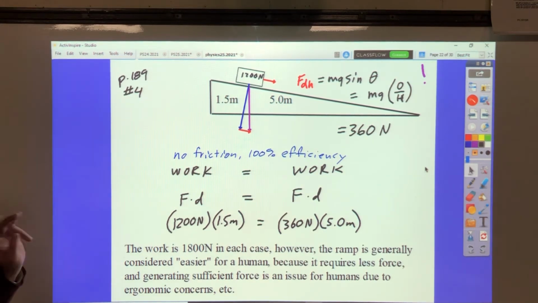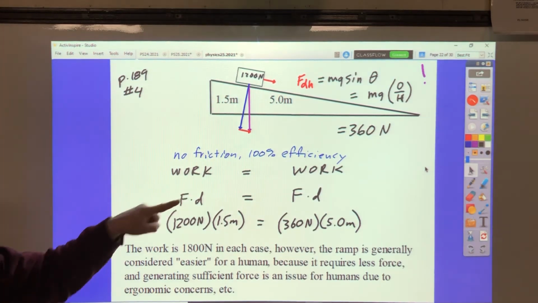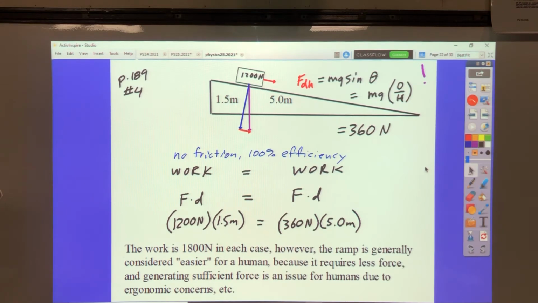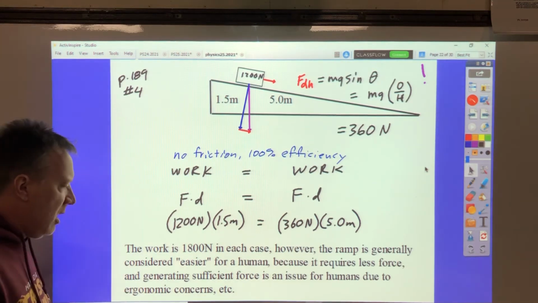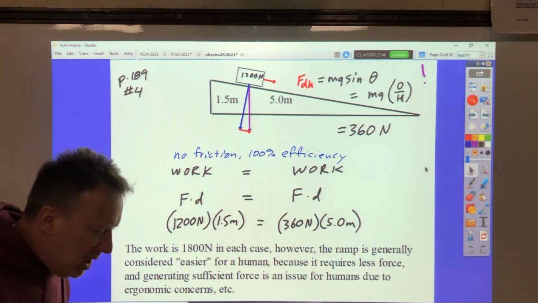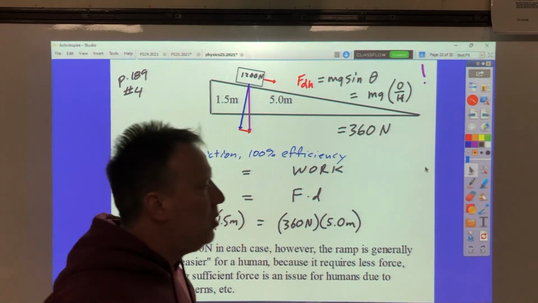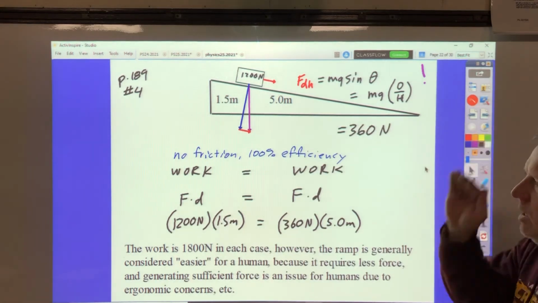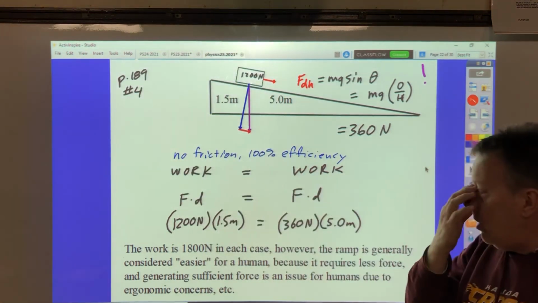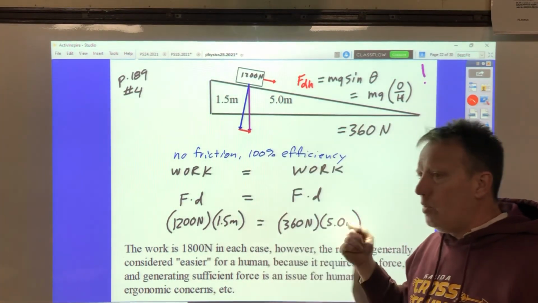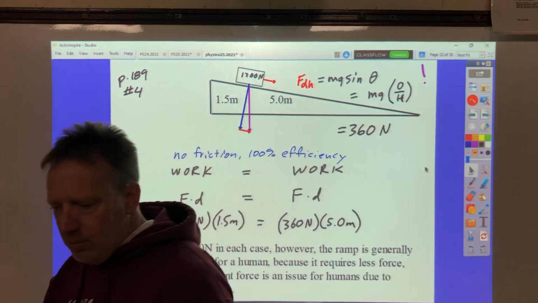However, the ramp is generally considered easier for a human because the force requirement is less, the distance requirement is greater, and we can manage that better. Generating sufficient force is an issue for humans due to ergonomic concerns, etc. I mean, if you lift the fridge, you've got to lift yourself and the fridge, and your body's not really shaped to do that kind of thing as much as it is pushing. Now, even if there's friction on the ramp, you're still better off to use the ramp. You will actually, if there's friction, have to do more work, but you can achieve that amount of force more easily than picking up the heavy object.